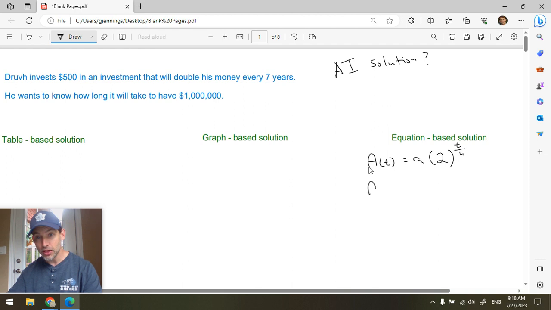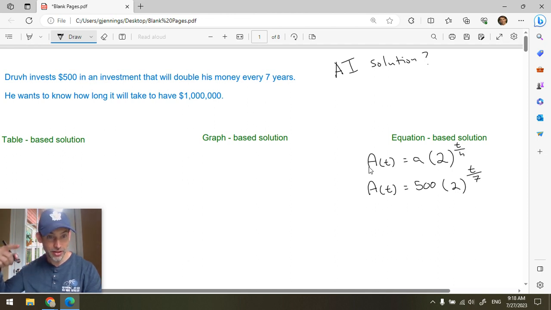Now let's build our formula here for Dhruv. He knows that he's going to have an amount of money, which is a function of time, and it's going to take his initial $500 and double it every t years. No, every 7 years, t divided by 7. Every time 7 years goes by, this exponent will go up by 1, right? And his money will double. Okay, so that's an equation.